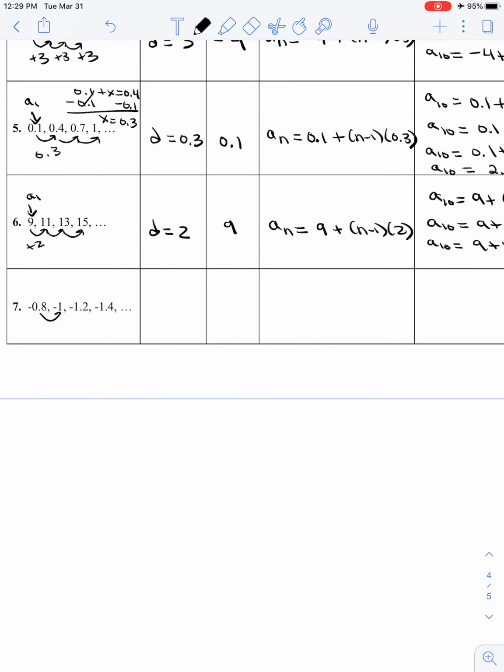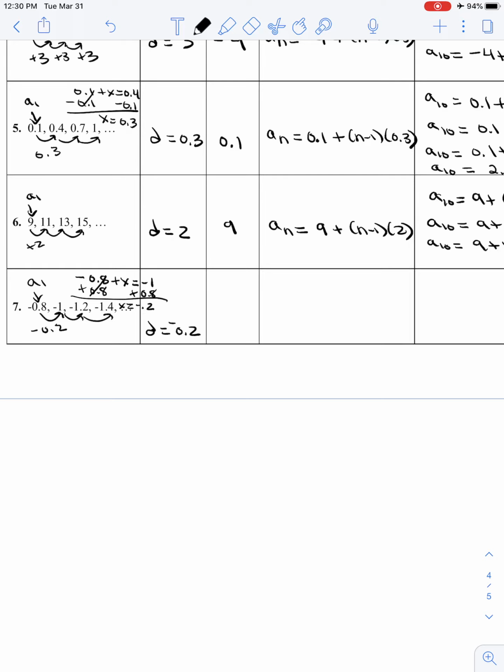And lastly, I want to find the common difference here. So -0.8 plus what would give me -1. So I'd be really adding a -0.2. But again, if you weren't sure, you could set up your equation. -0.8 plus something equals -1. And if you solved that by adding 0.8 to both sides, you would get -0.2. So my common difference is -0.2.